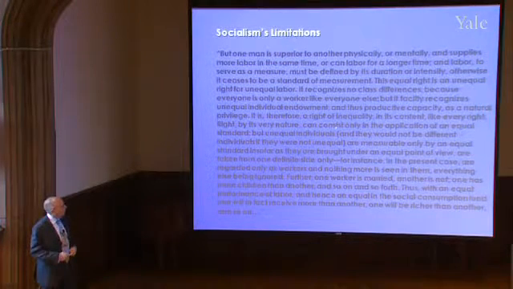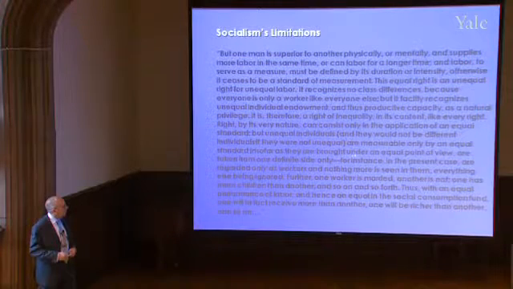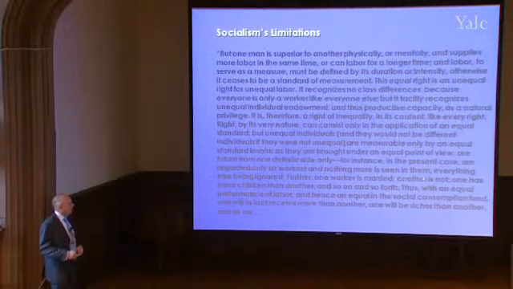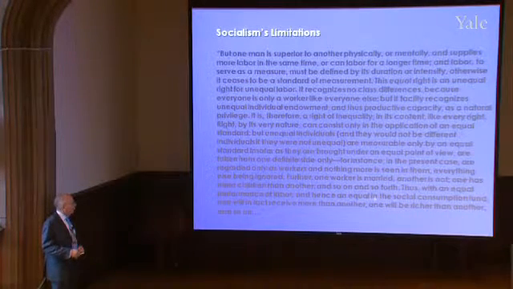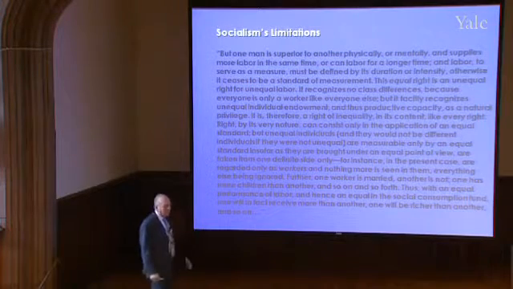Right by its very nature can consist only in the application of an equal standard, but unequal individuals, and they would not be different individuals if they were not unequal, are measurable only by an equal standard insofar as they're brought under an equal point of view, are taken from one definite side only. For instance, in the present case, they are regarded only as workers and nothing more is seen in them, everything else being ignored. Further, one worker is married, another is not. One has more children than another, and so on and so forth. Thus, with an equal performance of labor, and hence an equal share in the social consumption fund, one will in fact receive more than another, one will be richer than another, and so on.